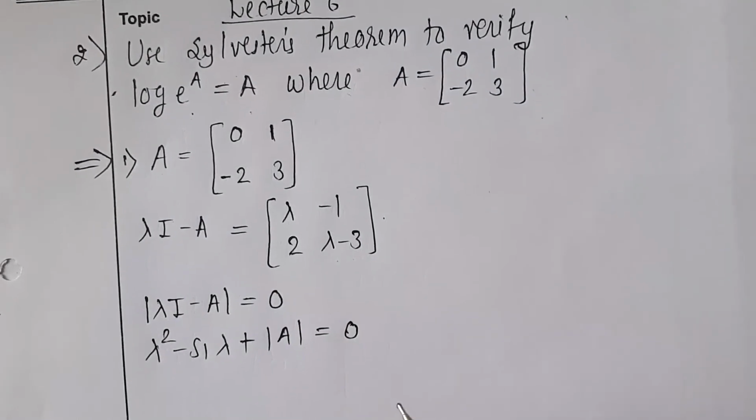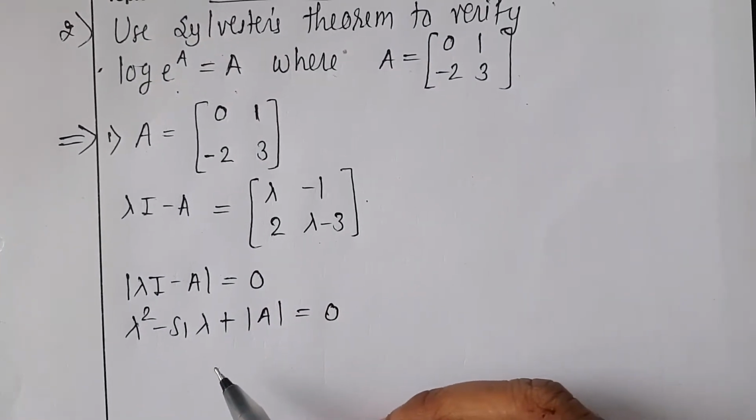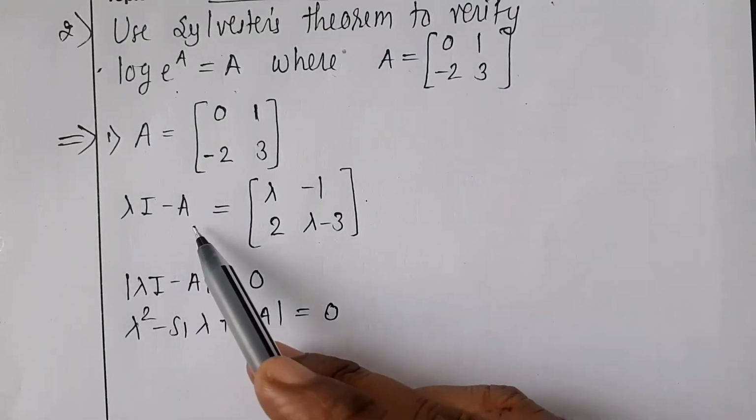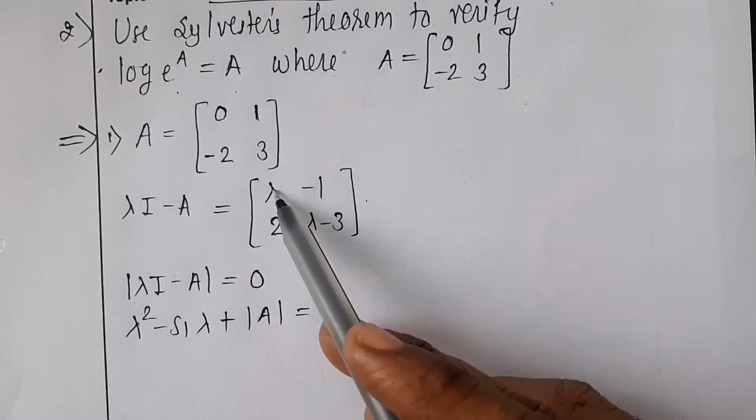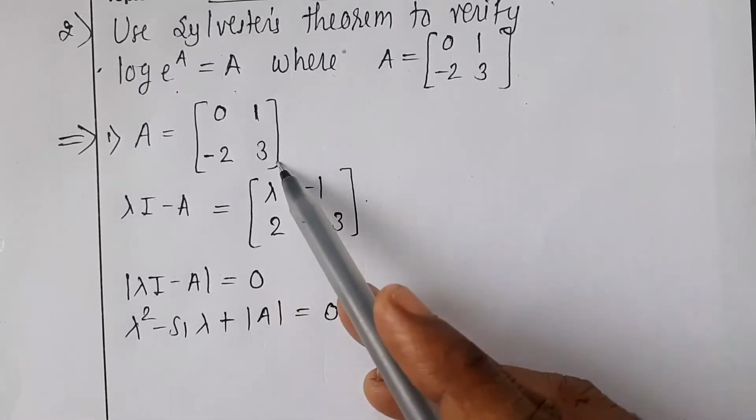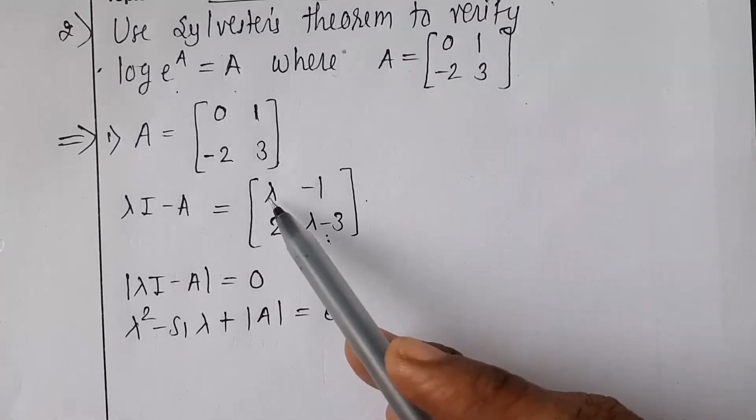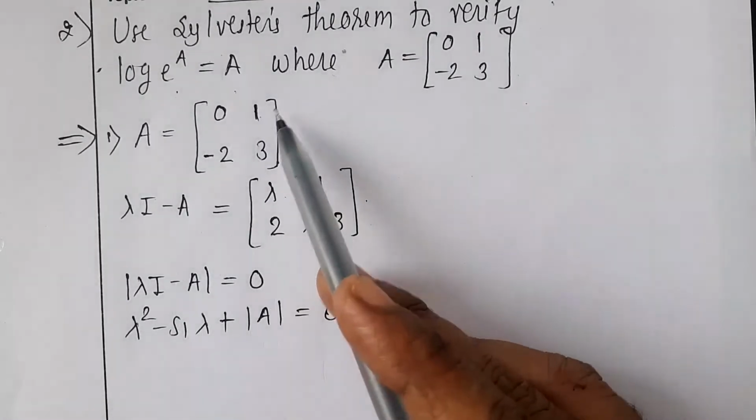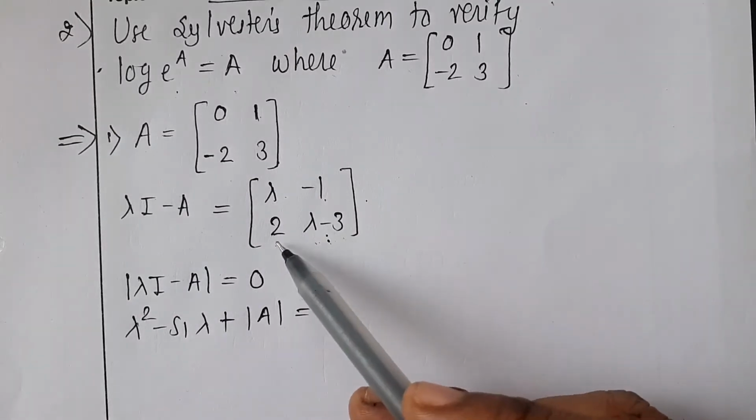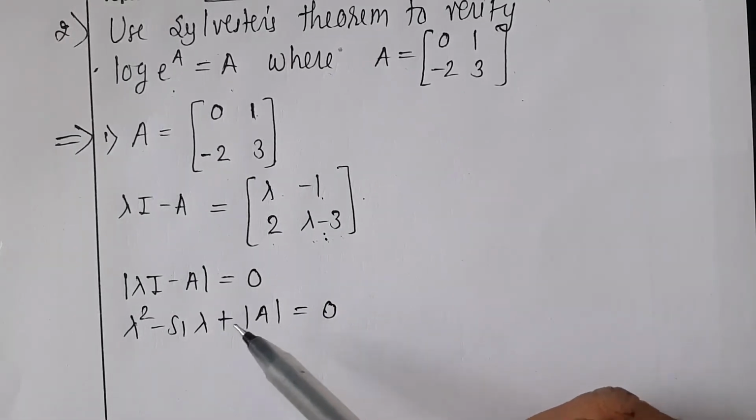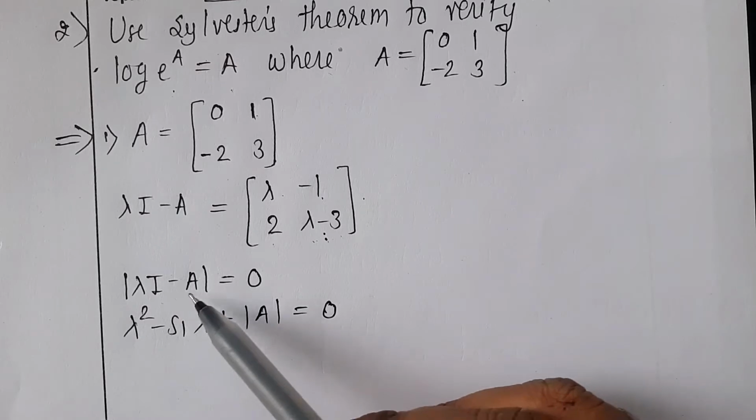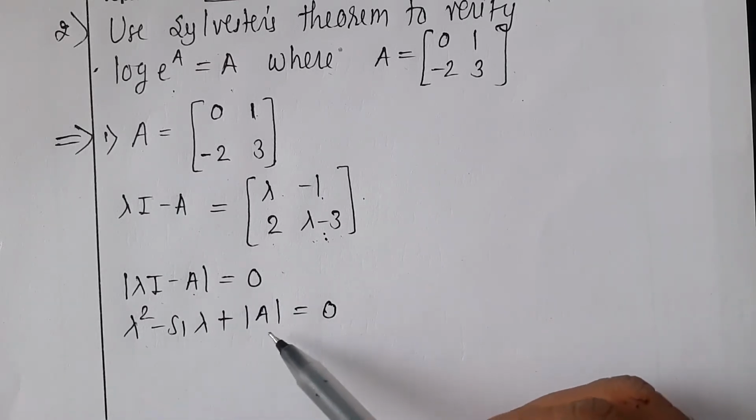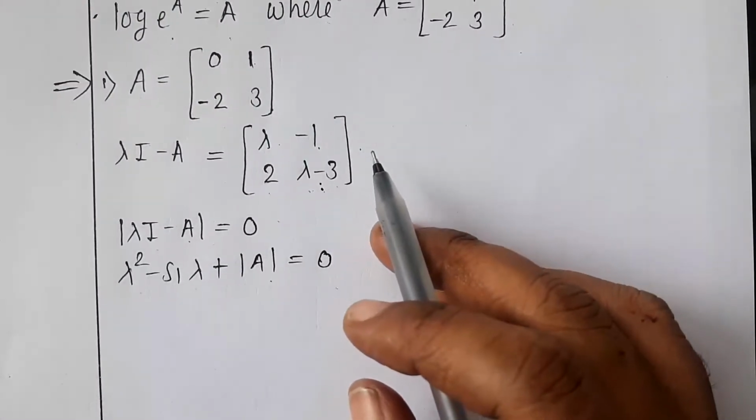So here first we need to find out a. A is given [0, 1; -2, 3]. We need to find out lambda I minus a. So lambda write first, then subtract diagonal element from it, that is lambda minus 0 is lambda and lambda minus 3. Next change the sign of non-diagonal element, so it is minus 1 and plus 2. Now the characteristic equation is determinant of lambda I minus a is equal to 0. So lambda square minus s1 lambda plus determinant of a is equal to 0.